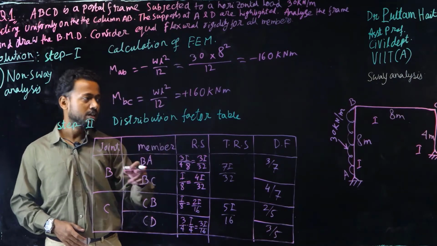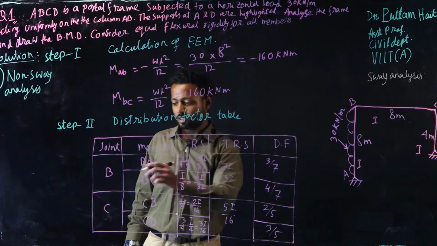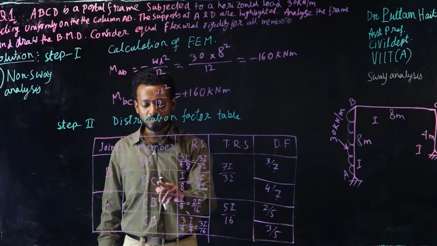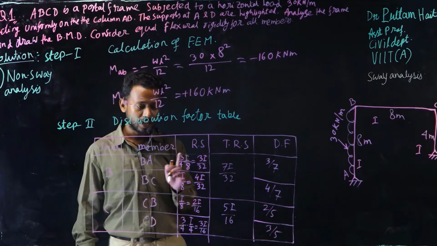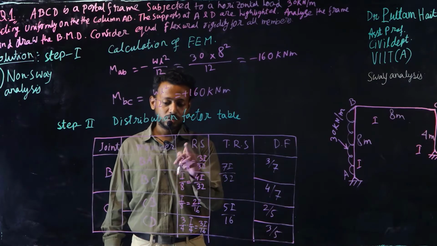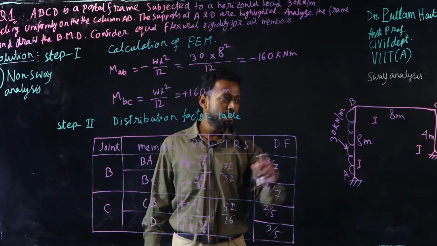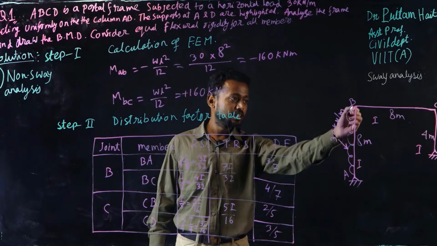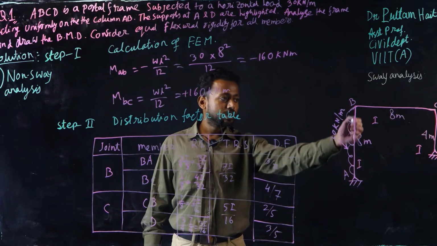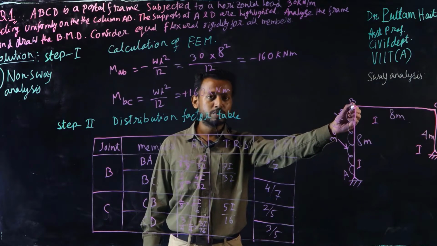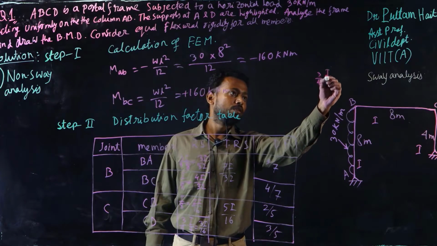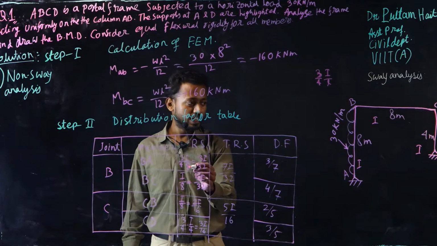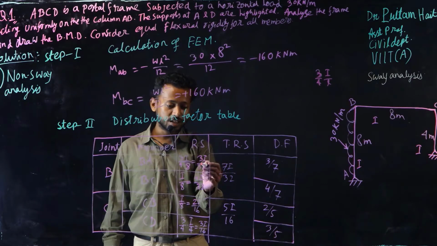Distribution factor. Similarly, the intermediate joints will be considered, so I have considered B and C. B has two members BA and BC. C has two members CB and CD. Now calculate the relative stiffness. For BA, I am standing at B, I am seeing at A, so the far end is hinge. Since the far end is hinge, relative stiffness will be 3 by 4 I by L. So 3 by 4 into I by 8, I have relative stiffness 3I by 32.